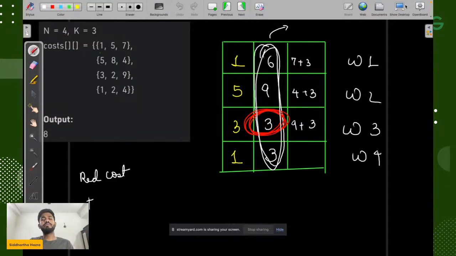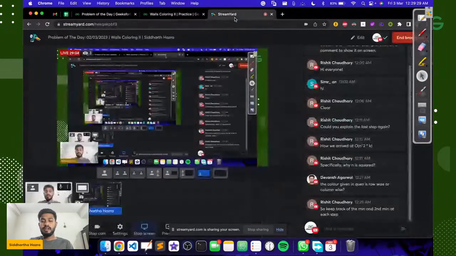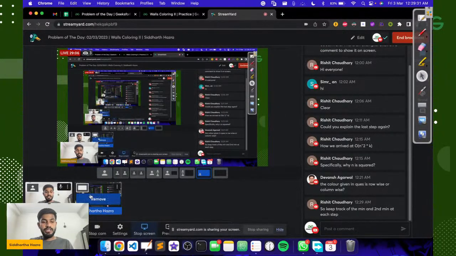Now I would move to the coding part. I hope it is clear. So am I clear, Rishit? Just give me a quick yes or no. Yes, so keep track of the minimum and second minimum at each step.